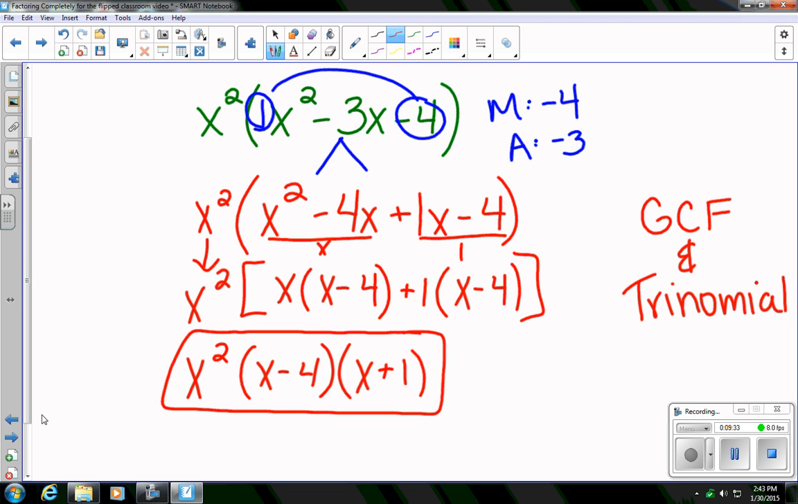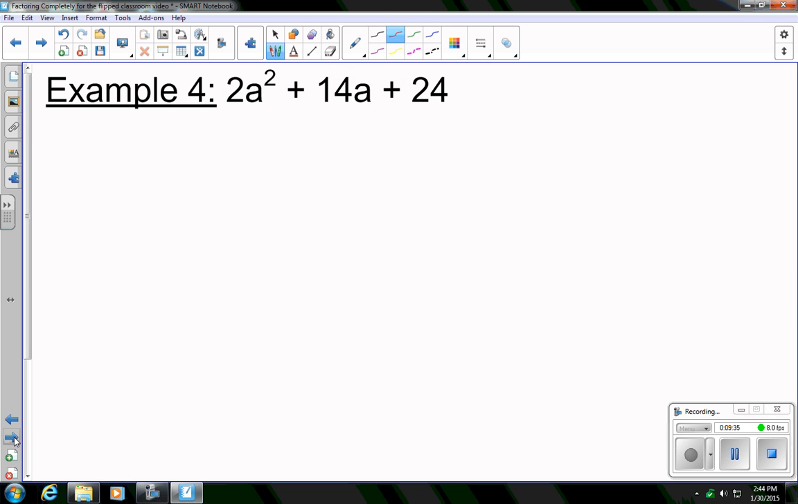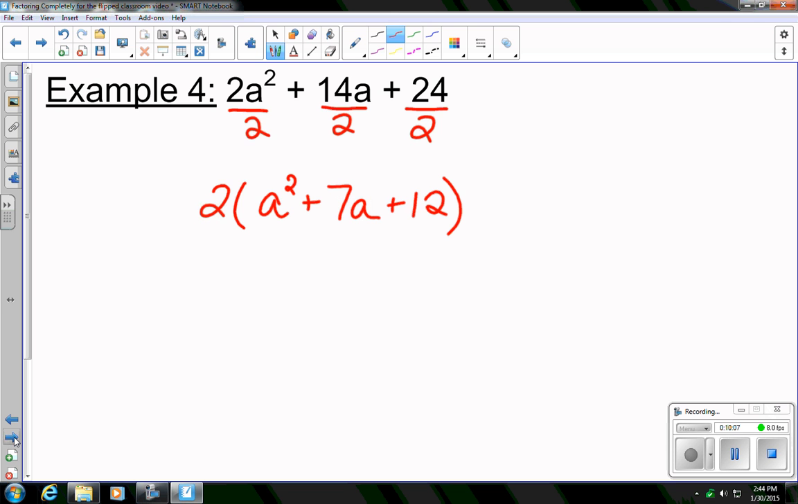So let's move on to example 4. Example 4 says 2a squared plus 14a plus 24. Once again, we always check for the greatest common factor. So is there something that all three terms can be divided by? They can all be divided by 2. And when we factor out 2, we're left with a squared plus 7a plus 12.